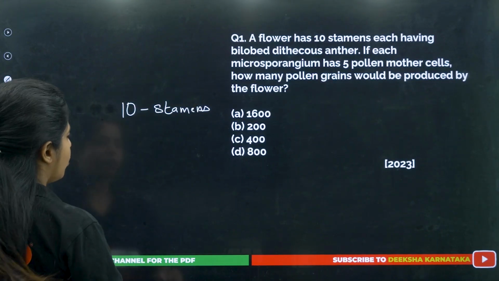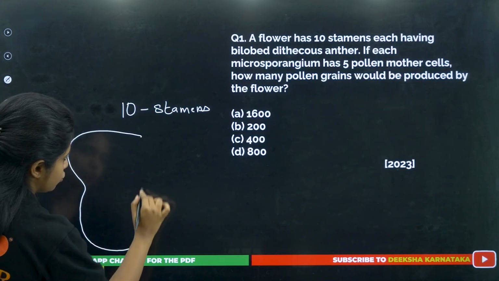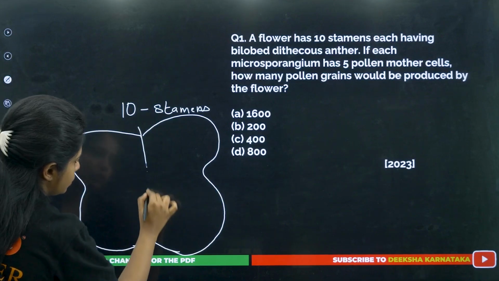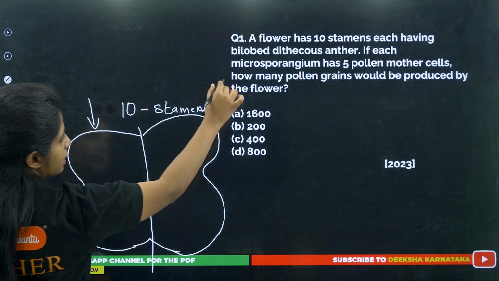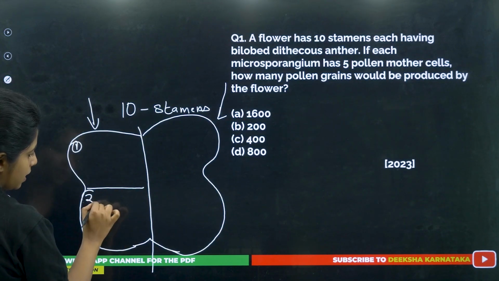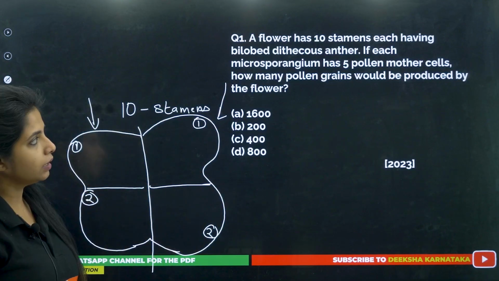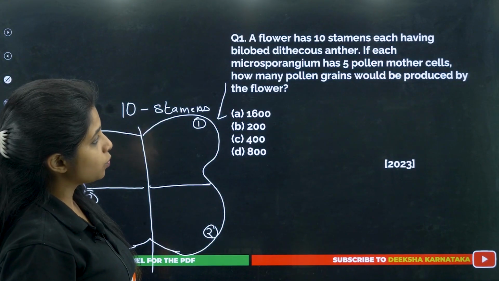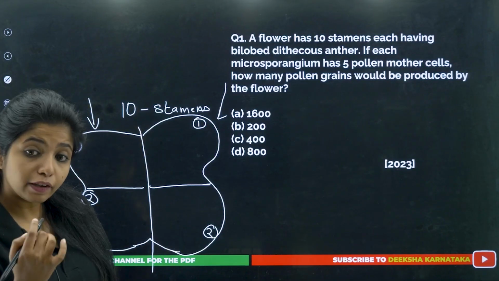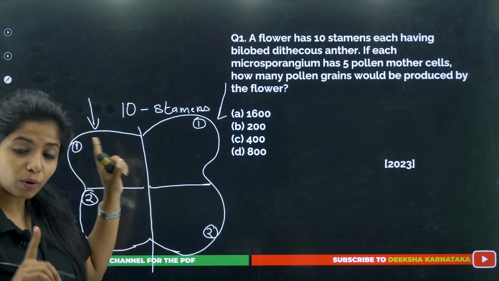Bilobed dithecous as in you have two lobes in an anther. This is how it looks. This is one lobe. This is second lobe. This is dithecous as in this is one theca, this is second theca. Over here, this is also dithecous: one theca, second theca. Now, if each microsporangium has 5 pollen mother cells, how many microsporangium are there in one particular anther?